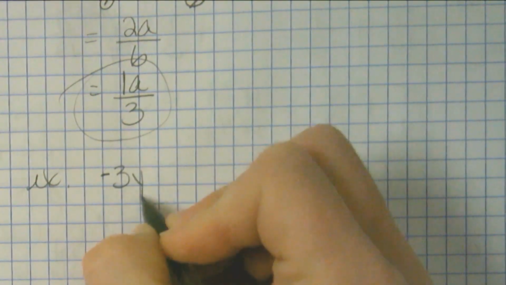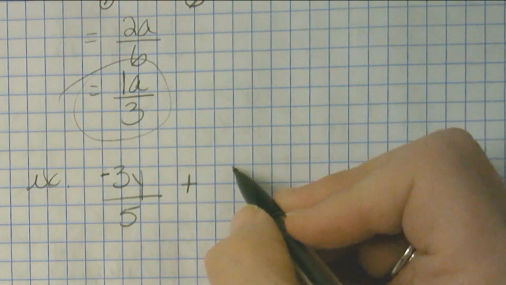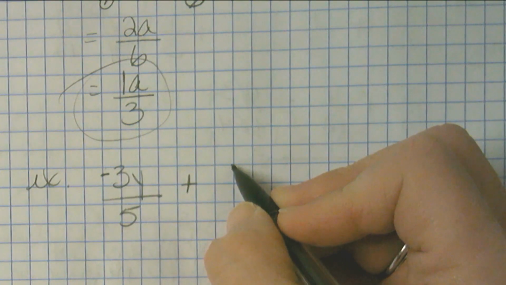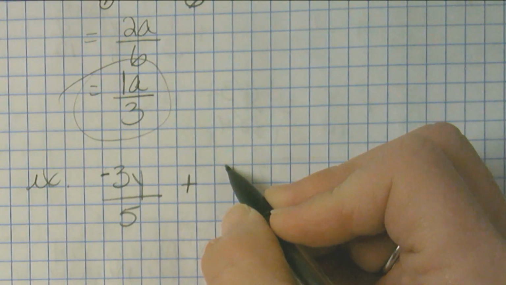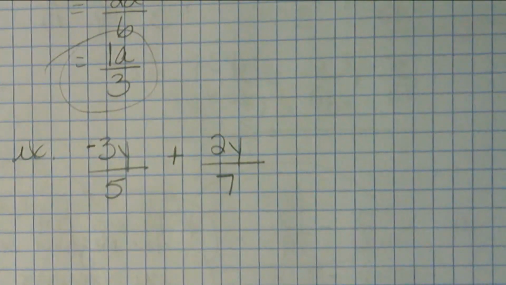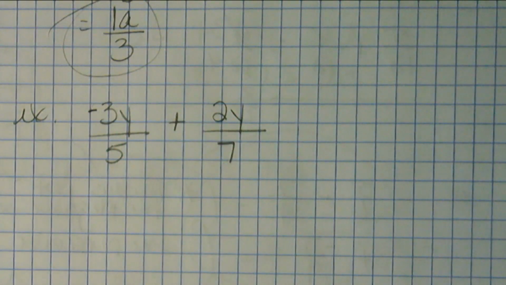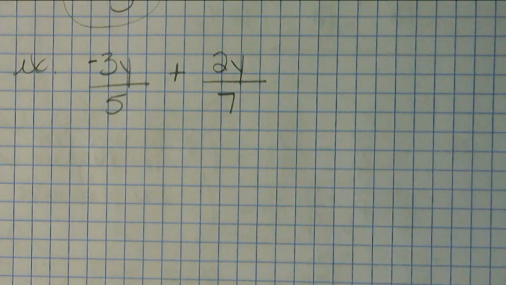Negative 3y over 5 plus 2y over 7. Simplify that, please. When you're done with that, get your assignment notebook out. Danny, you're working on this? Okay.